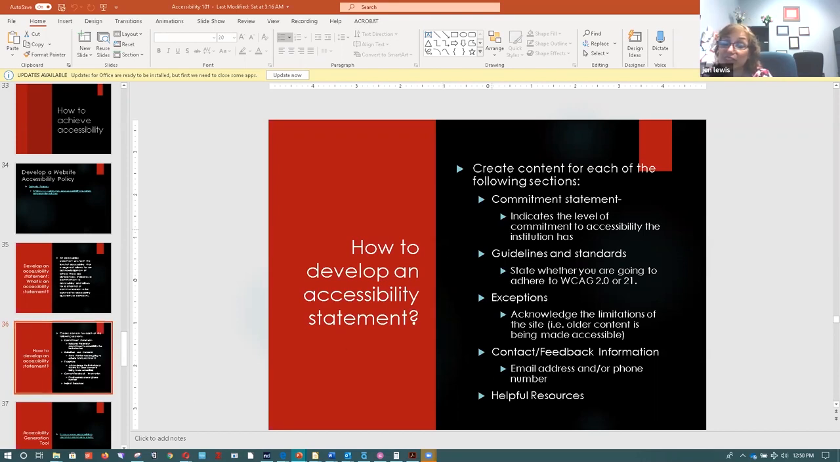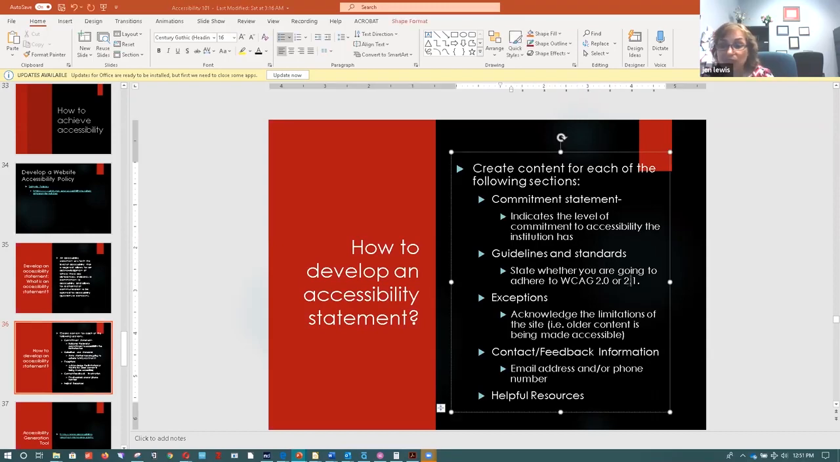So again, here are the sections of the accessibility statement. You have a commitment statement, how much you're committed to accessibility, your guidelines. Are you going to be WCAG 2.0 or 2.1 AA? And I will fix that typo. Exceptions. Older things can't be done overnight, so you want to put a plan in place for how soon you're going to get the older things done, and a process. So if someone needs older content made accessible, how do you do it? Who do they request it from, and how long is it going to take?